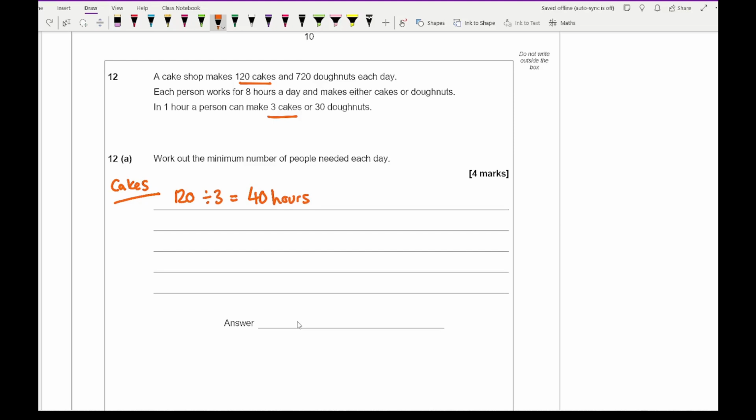Now for this, each person can work 8 hours. So if I divide that by 8, I need 5 people working solely on making cakes to get those 120 cakes made.